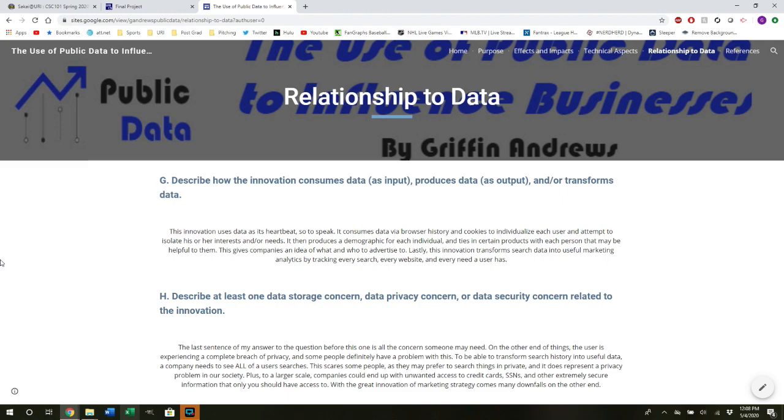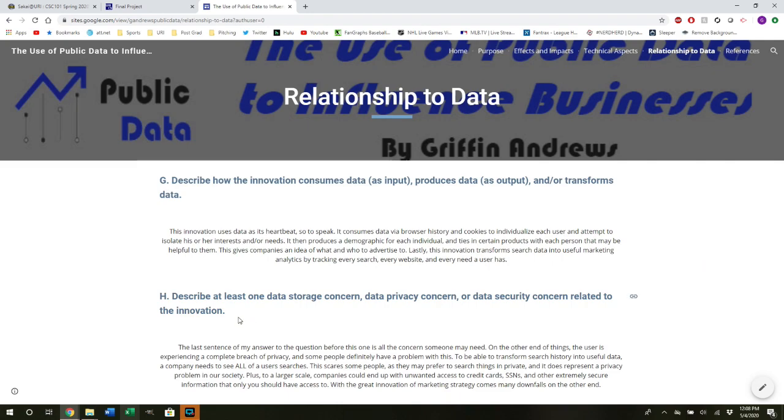This gives the company an idea of what to market and when to market it and where to market it, who to market it to, like I've said many times, and it transforms this data from searches and search history into effective ad campaigns to make them money and to make their product more worthwhile for the user.